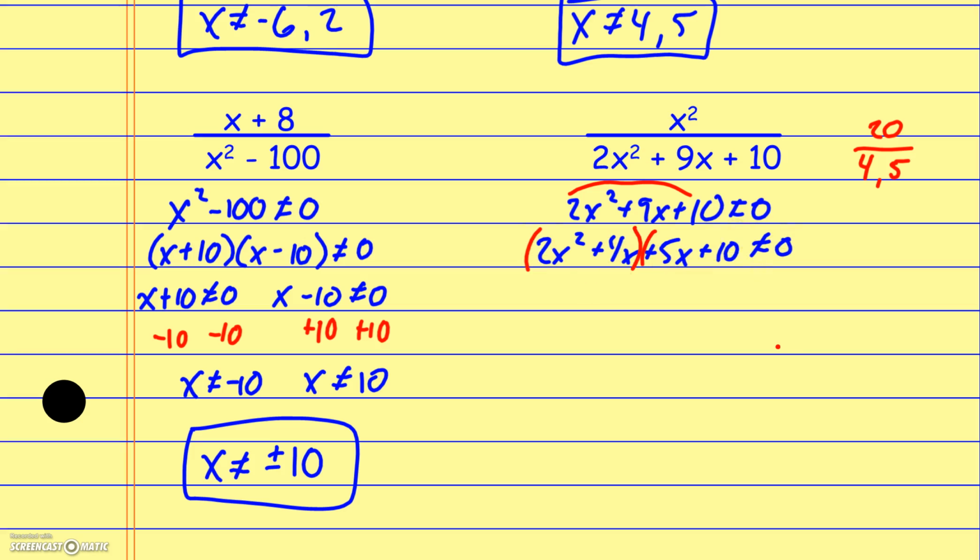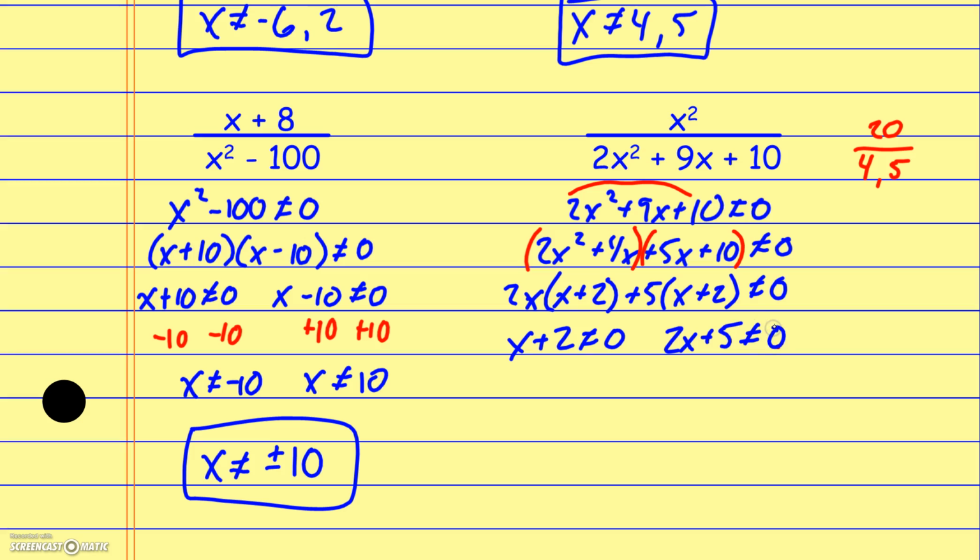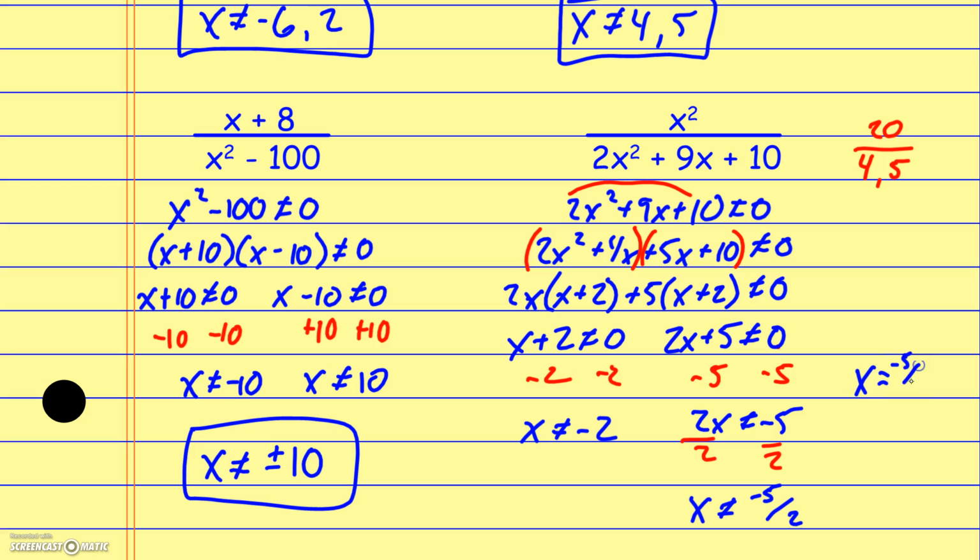So I group the first two together, I group the second two together. Out of the first two, I can factor out a 2x, which leaves me with an x plus 2. Out of the second two, I can factor out a positive 5, which leaves me with an x plus 2. And now I have my two factors. The first factor is x plus 2, which I say cannot equal 0. The other factor is 2x plus 5, which I say cannot equal 0. And now I solve each of these. So I find out that x cannot equal negative 2. Over here I have to solve, so I find out that x cannot equal a negative 5 halves. And again, I can sum this up and just say x cannot equal a negative 5 halves or a negative 2. All right? Those are how we work out domain restrictions.